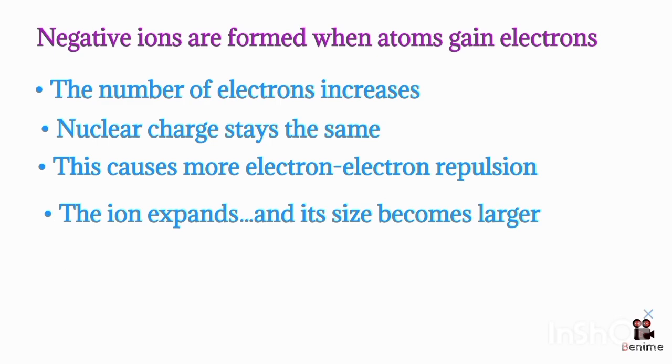So the main idea is simple. Positive ions lose electrons, become smaller. Negative ions gain electrons, become larger. This is why, in period 3, the ionic radii of negative ions are higher than the ionic radii of positive ions.